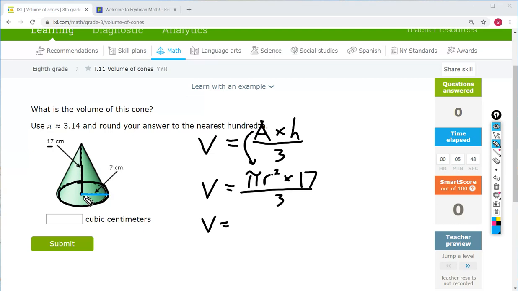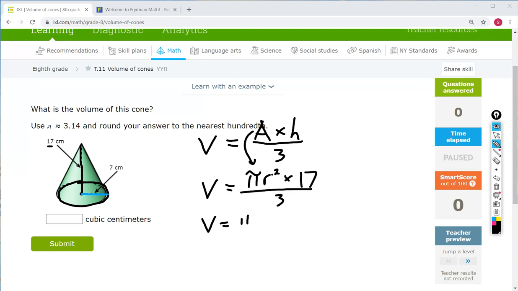IXL is telling us that that is 7 centimeters. So let's just plug a 7 in here for the radius. So now we're going to get the volume is equal to pi times 7 to the second power, don't forget the exponent, times 17 over 3. And actually, you know what? Let's also plug in for pi. We're going to use 3.14.